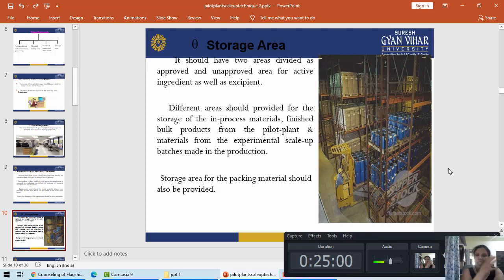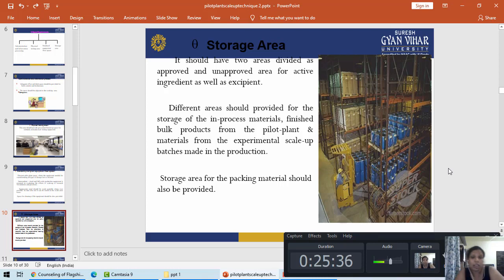Okay, so till then it is confirmed from the company, it will be stored in the unapproved department. Then after certain time, when the QC tested it and it gets approved by the QC department of that company, then it will issue a letter of approval. Then the label of the containers is changed from unapproved to approved, and it will be shifted to the approved area. Okay, so there should be two areas, one is approved area and another one is unapproved area, right? Yes, either it is active ingredient or in the case of inactives also.